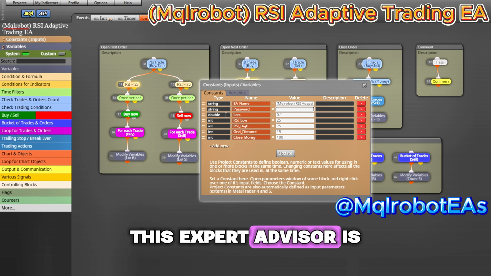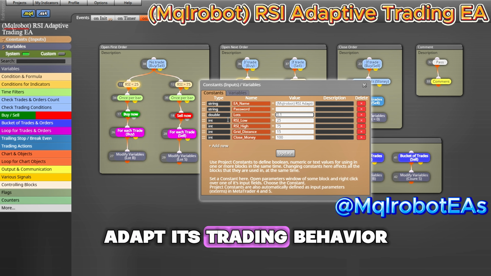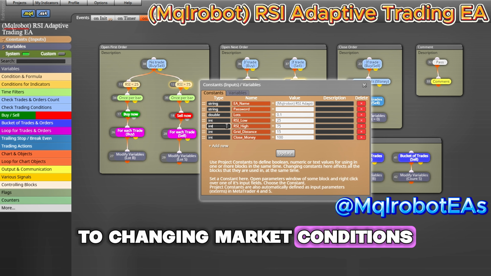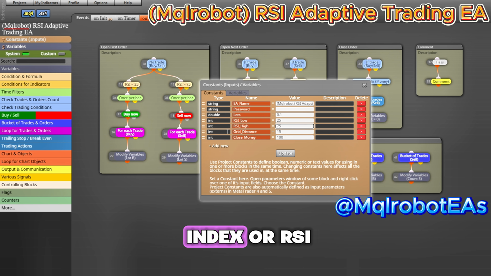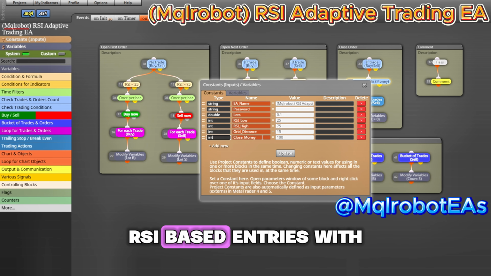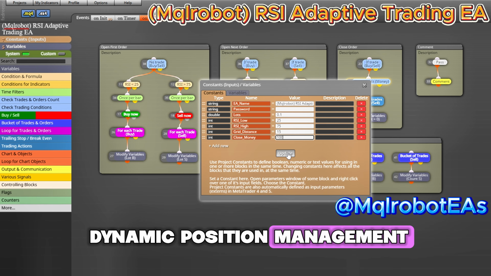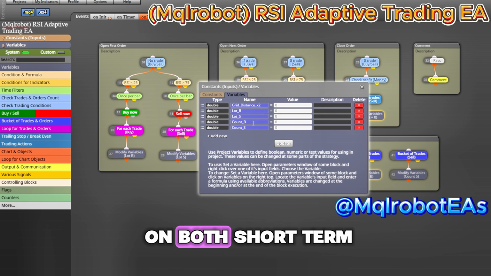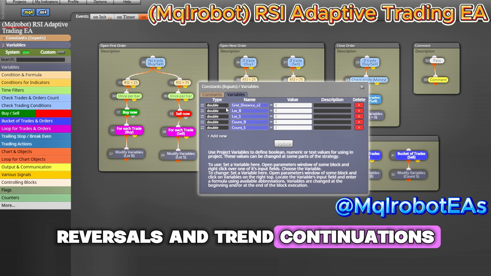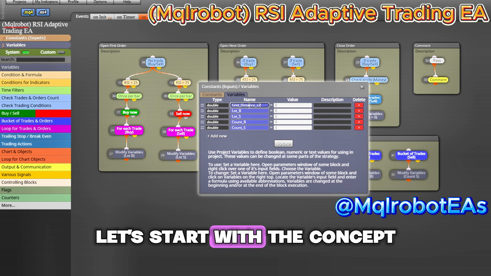This expert advisor is designed to intelligently adapt its trading behavior to changing market conditions using the Relative Strength Index, or RSI. It combines precise RSI-based entries with dynamic position management, allowing traders to capitalize on both short-term reversals and trend continuations. Let's start with the concept.